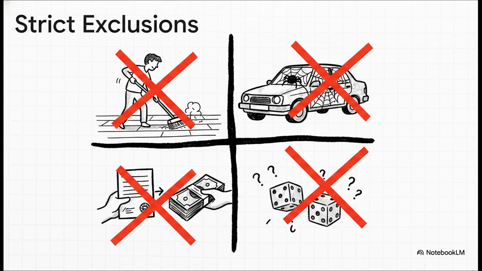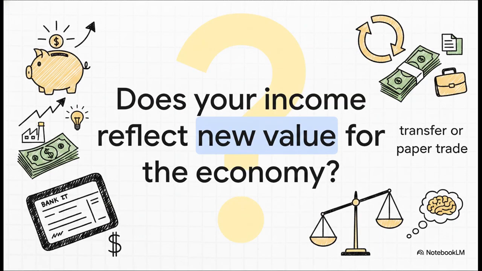Third, the sale of shares and bonds. Buying stocks is just a paper financial trade. You're swapping cash for a certificate. It doesn't mean a new physical factory was built that day. And finally, illegal income from smuggling or gambling is entirely excluded because it operates completely outside the formal, measurable economy. It really makes you look at money differently, doesn't it?